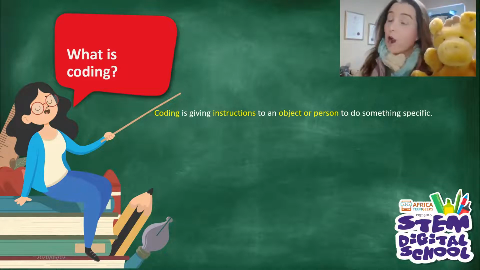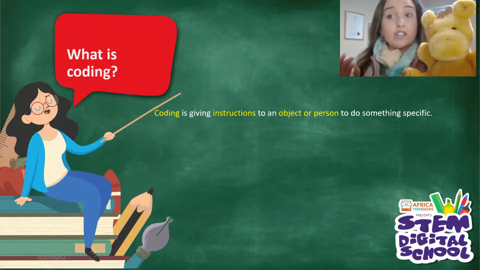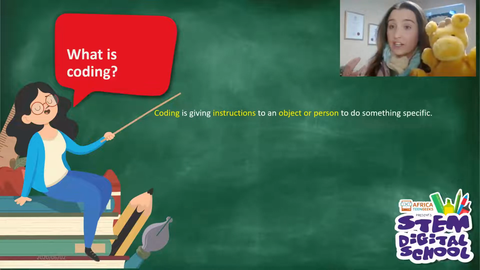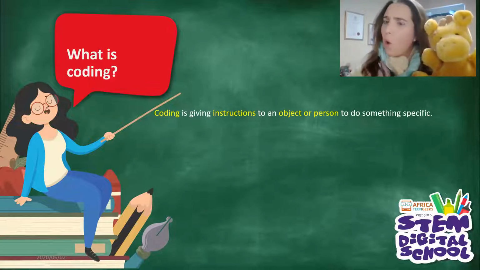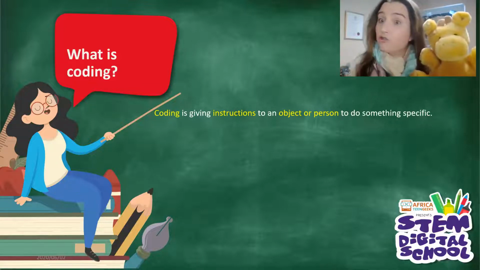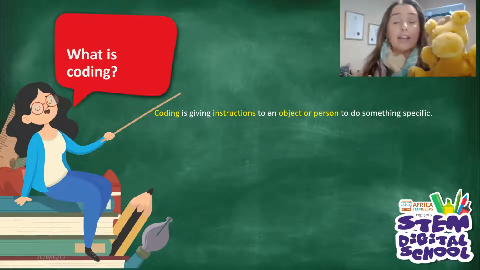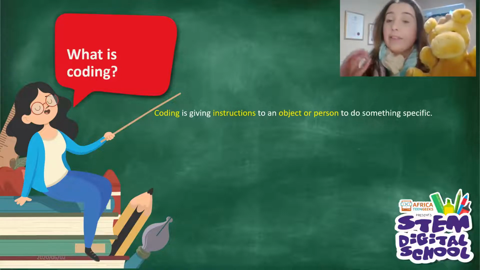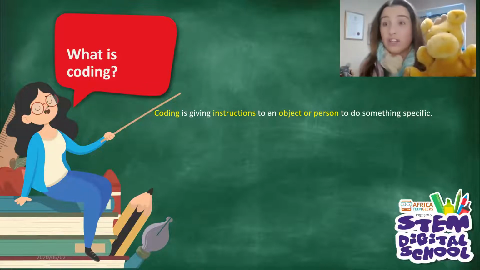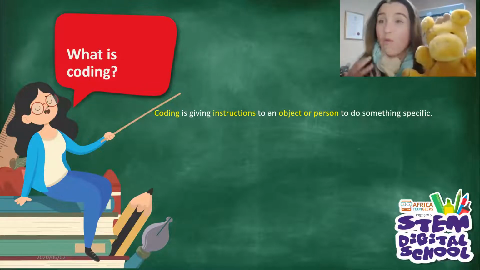Gary says that coding is giving an instruction. So what is an instruction? An instruction is, can you draw a lion? That is me giving you an instruction. So coding is an instruction that we give to an object or a person to do something or for something to happen.